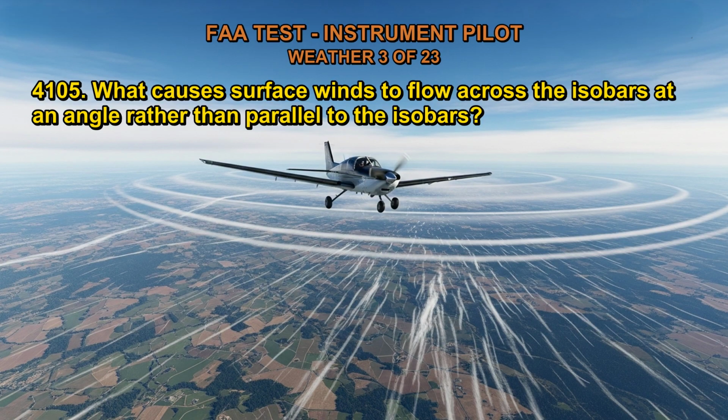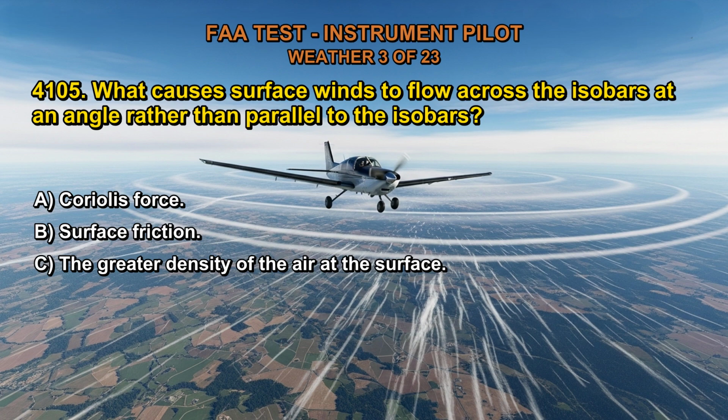4105. What causes surface winds to flow across the isobars at an angle rather than parallel to the isobars? A. Coriolis force. B. Surface friction. C. The greater density of the air at the surface.